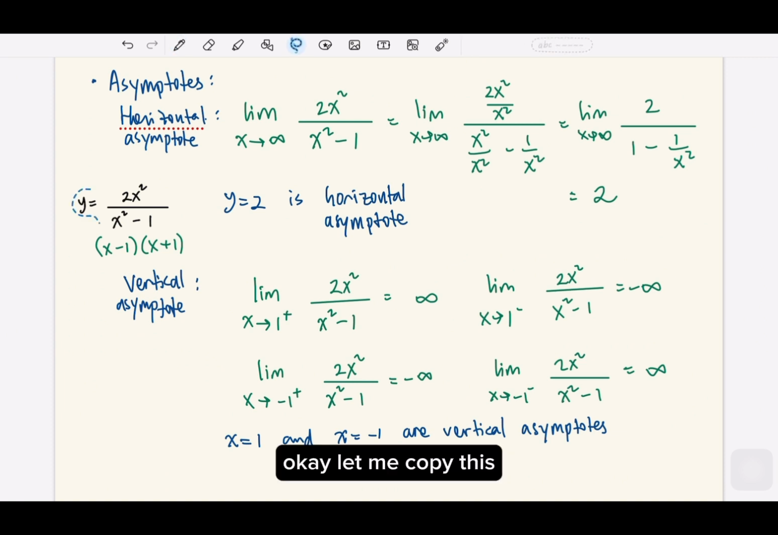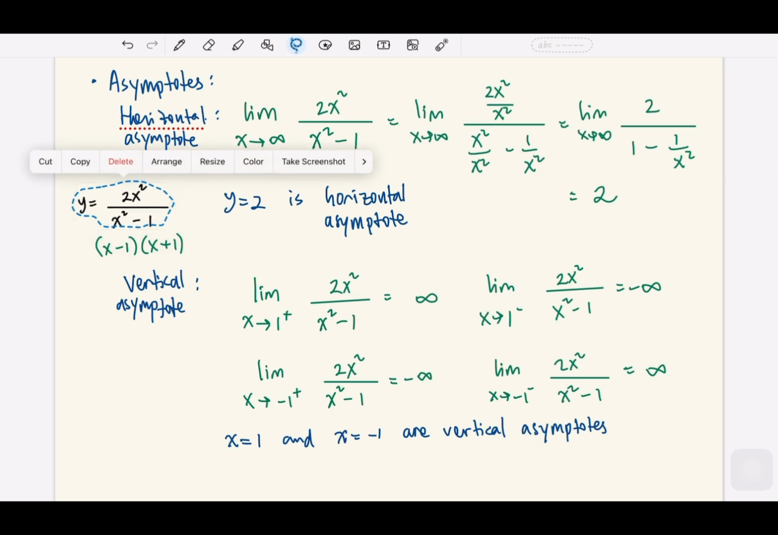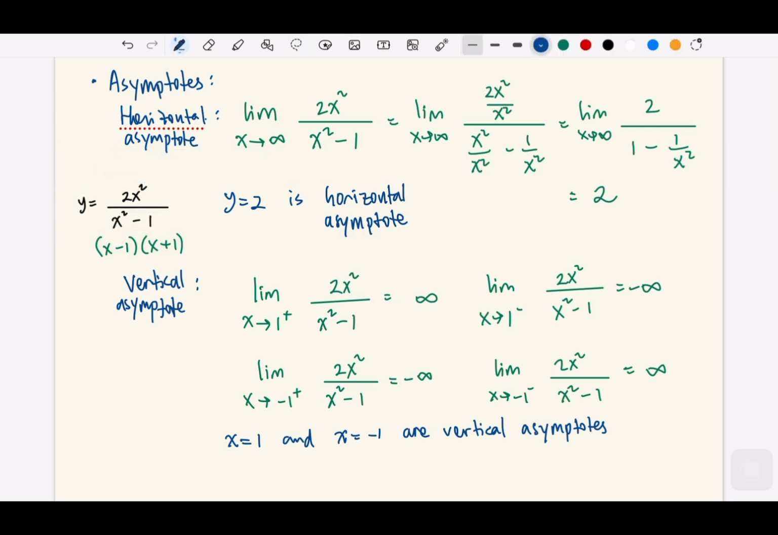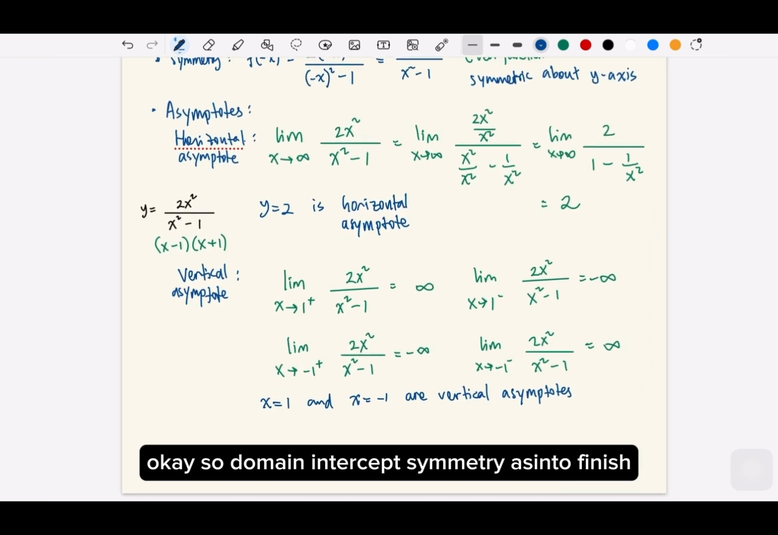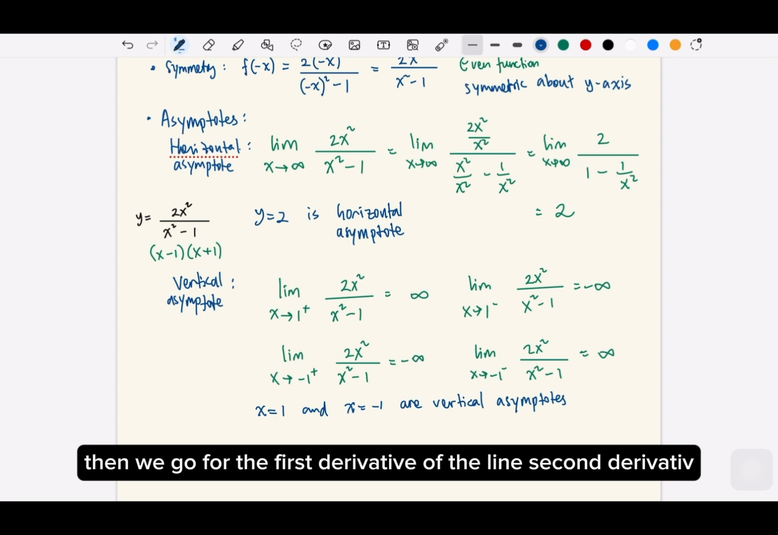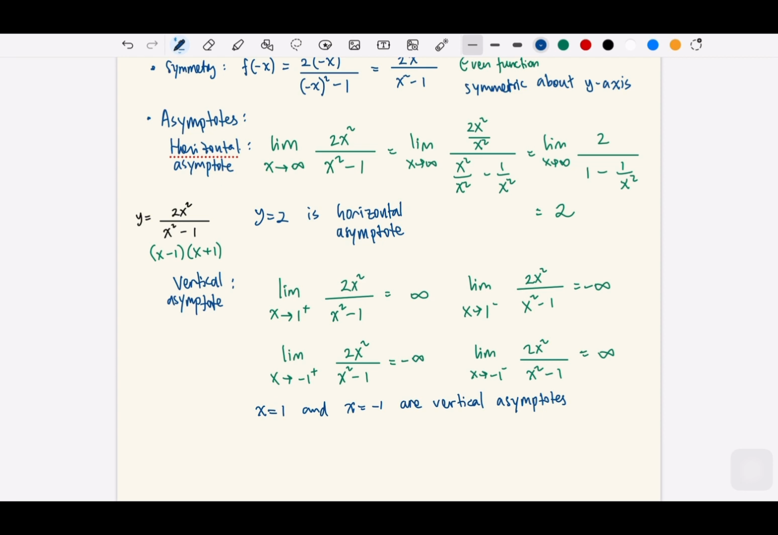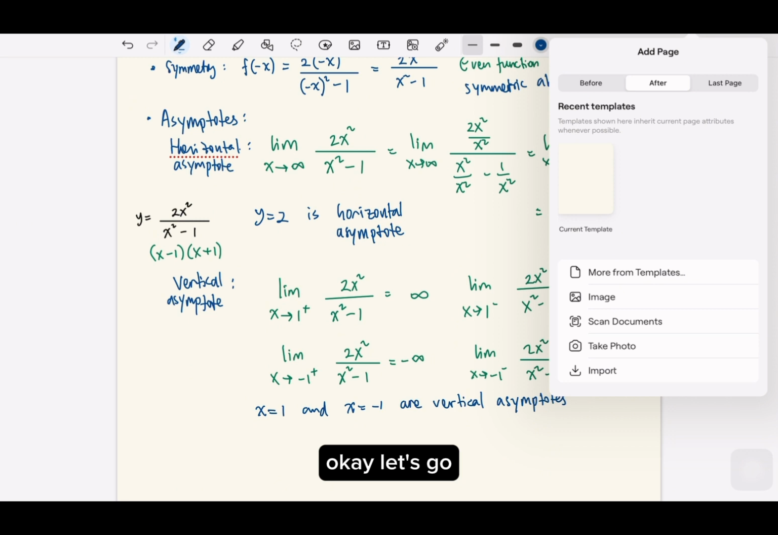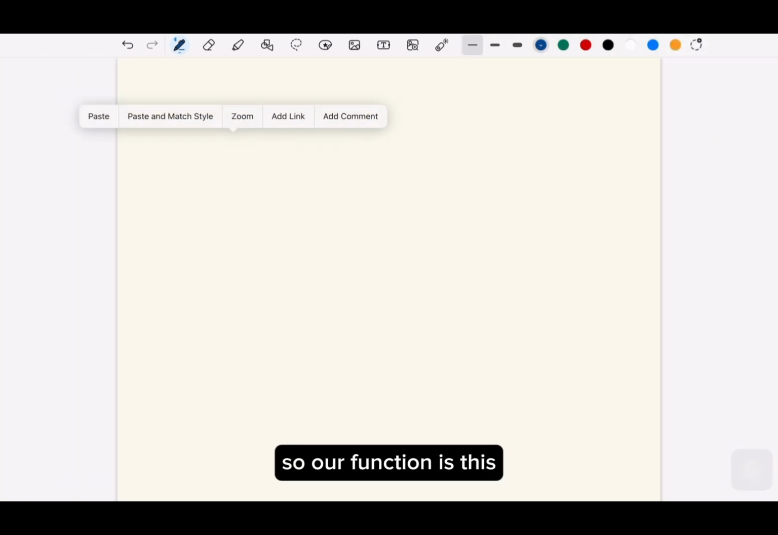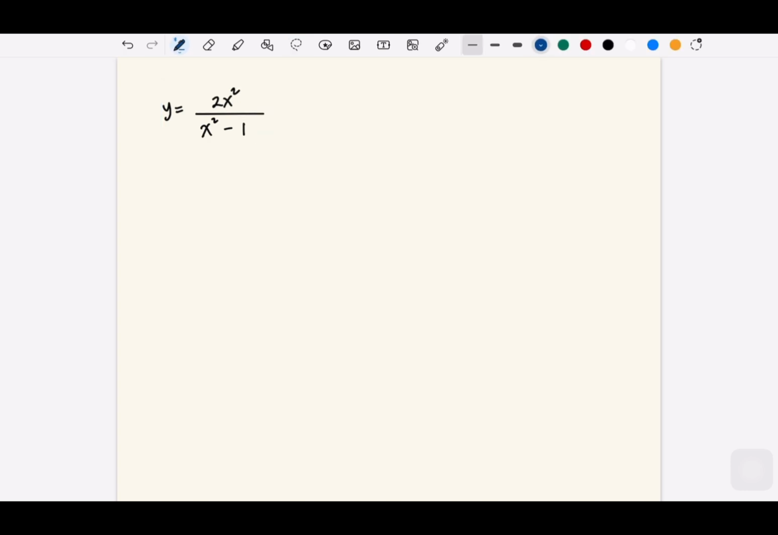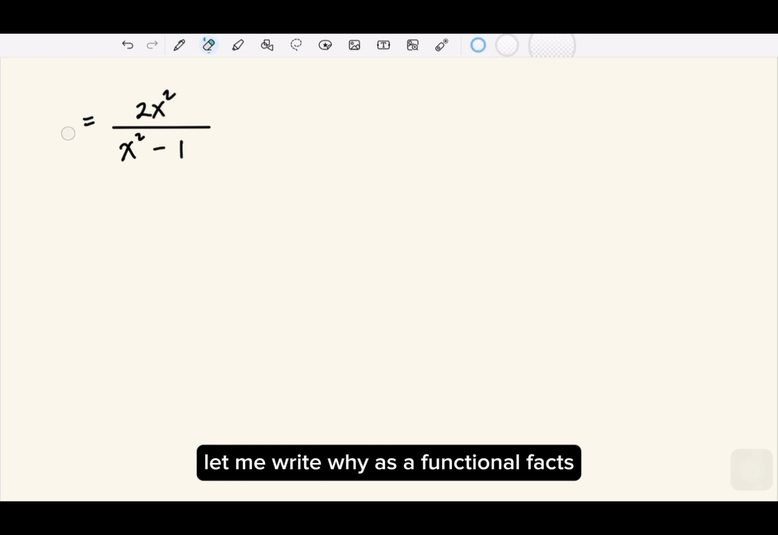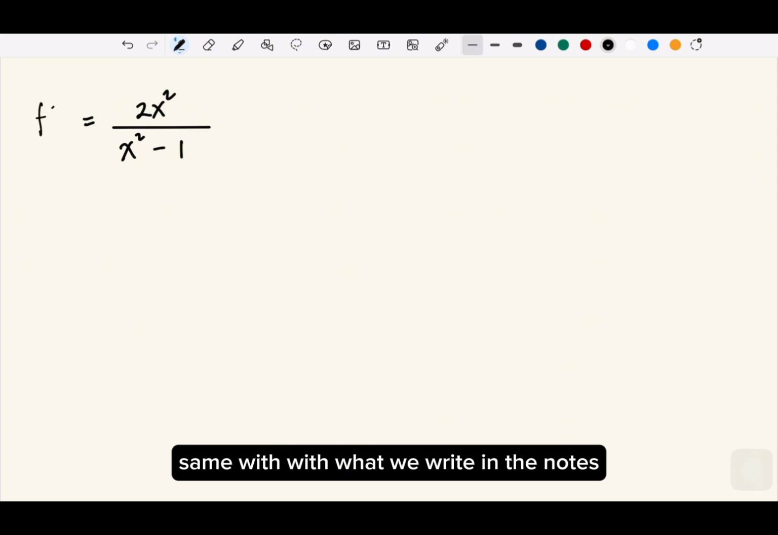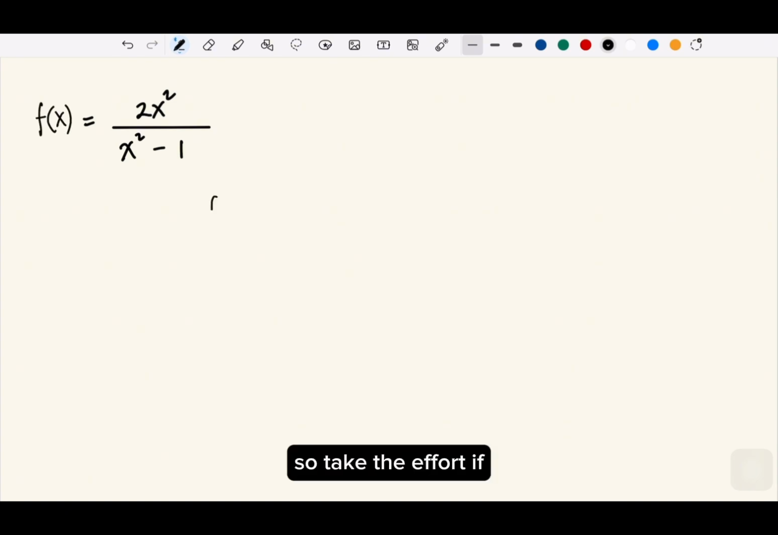Okay, let me copy this. Okay, so domain, intercept, symmetry, asymptote, finish. Then we go for the first derivative and second derivative. Okay. Okay, let's go. So our function is this. Let me write y as a function of x, okay? Just to make sure that it is the same as what we write in the notes. Okay? So take derivative.